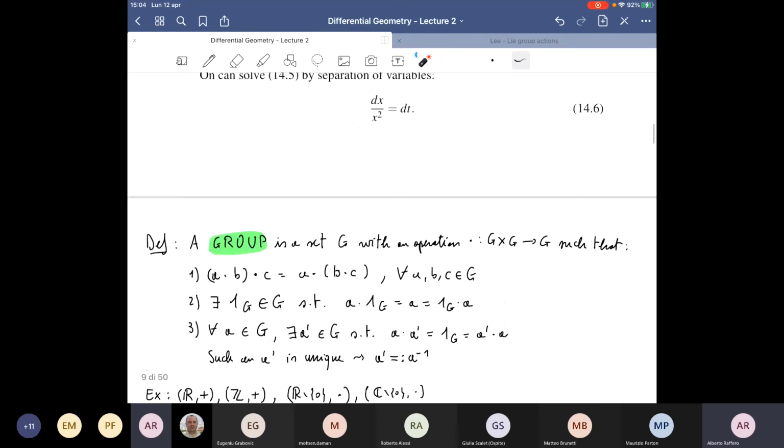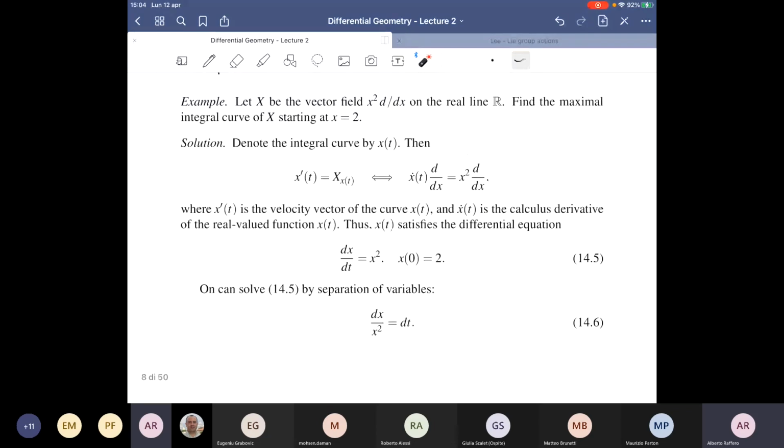In particular, here we have an example given by this vector field on the real line. So if you consider this vector field having this shape on the real line, which is just x squared times d over dx, and you want to look for the maximal integral curve starting at x equal 2, then again you say, okay, let's start considering a generic curve x of t, and let us require that its tangent vector is precisely the vector field X evaluated at the point x of t.